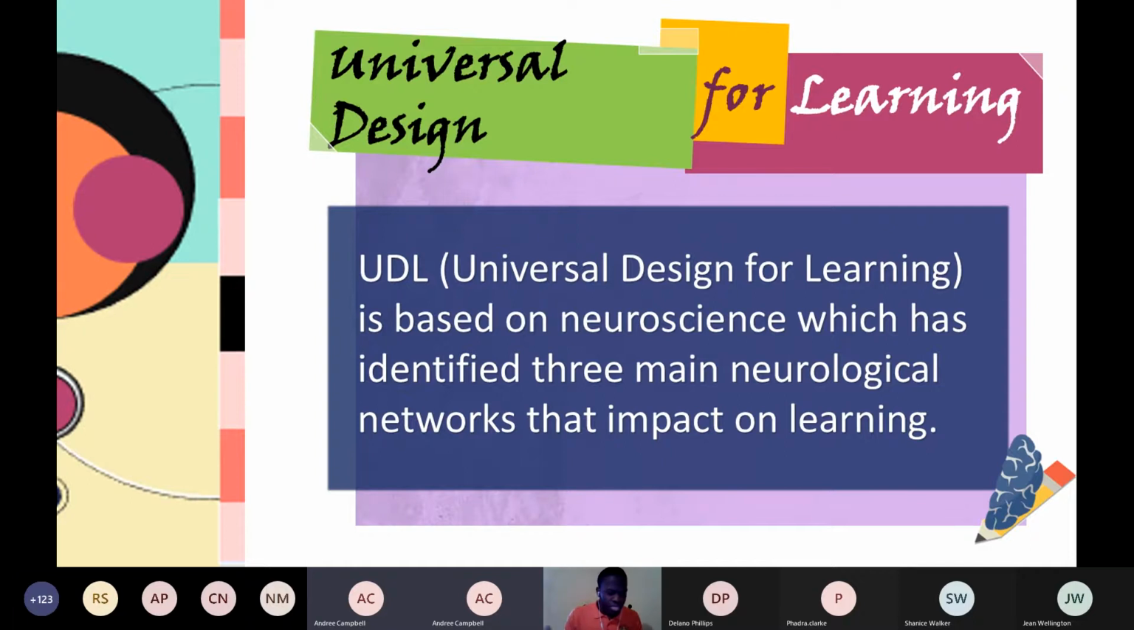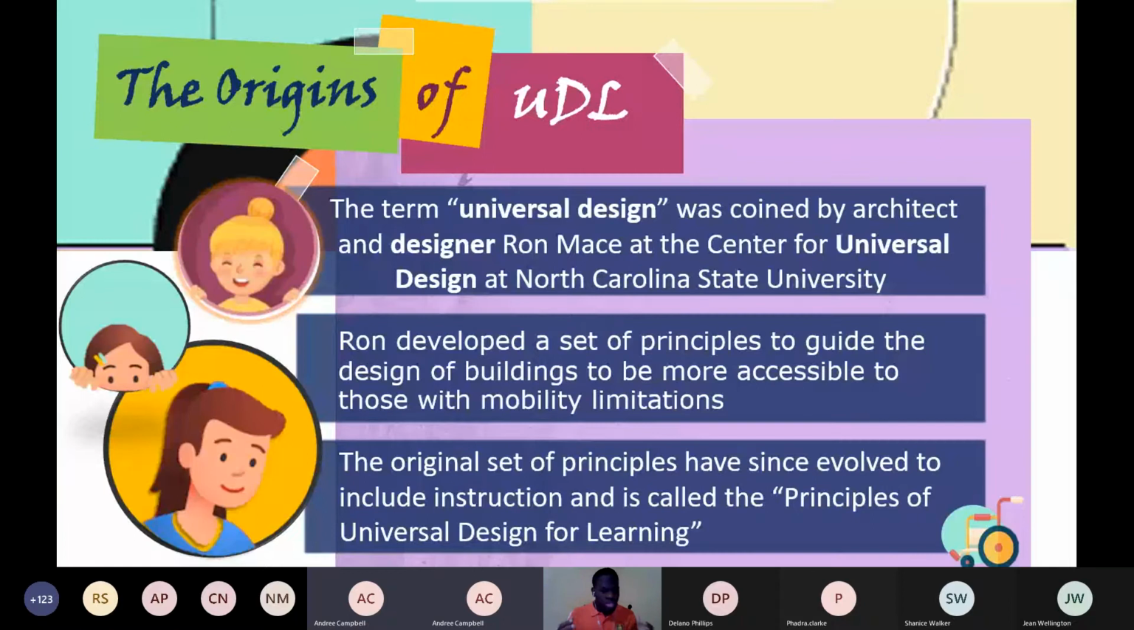Can we move to that slide? So those principles speak about multiple means of engagement, representation, and expression. So let's talk about the origins of the UDL. The universal design concept was coined by architect and designer Ron Mace at the Center for Universal Design at North Carolina State University. He developed a set of principles to guide the design of buildings to become more accessible to those with mobility limitations.